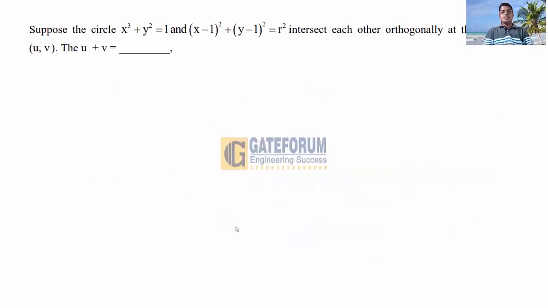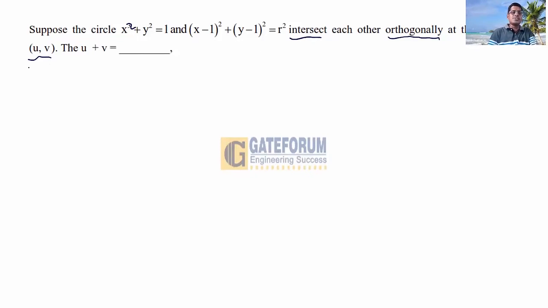The question is: suppose the circle x square plus y square is equal to 1, so this is x square, typing error, and x minus 1 whole square plus y minus 1 whole square is equal to r square intersect each other orthogonally at the point u comma v. Then u plus v is equal to. This question is from engineering mathematics, from the topic calculus, either differentiation calculus, product of the slopes is minus 1, or you can use vector calculus, that is grad phi dot grad psi is equal to 0, each denoted by phi and psi, curves or surfaces.